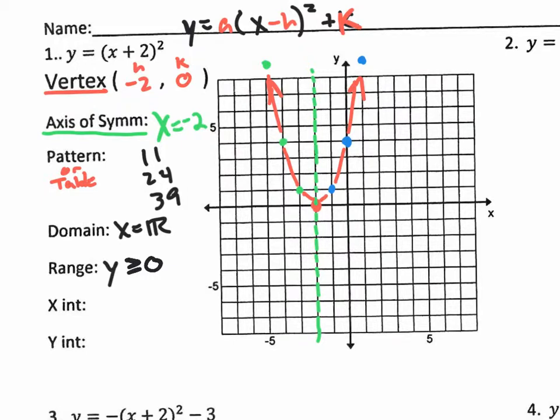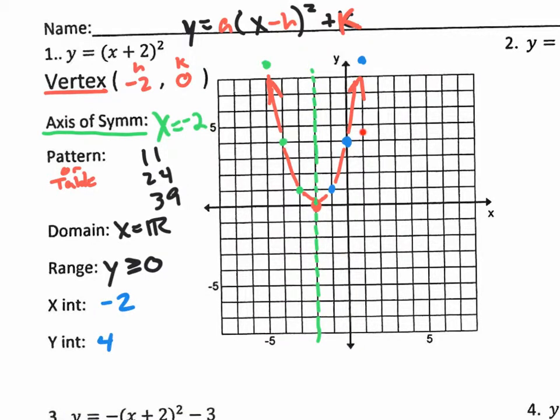How about your x-intercept value? Where does this parabola cross the x-axis? It touches the x-axis at negative 2. So you could just put x-intercept is negative 2. How about the y-intercept? Where does it cross the y-axis? At 4. And that's about it, guys.